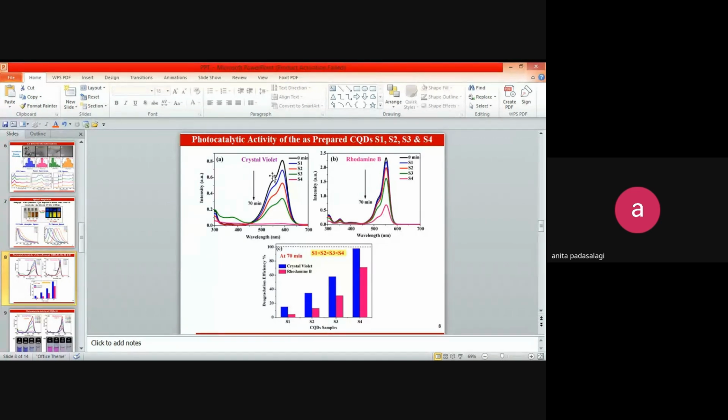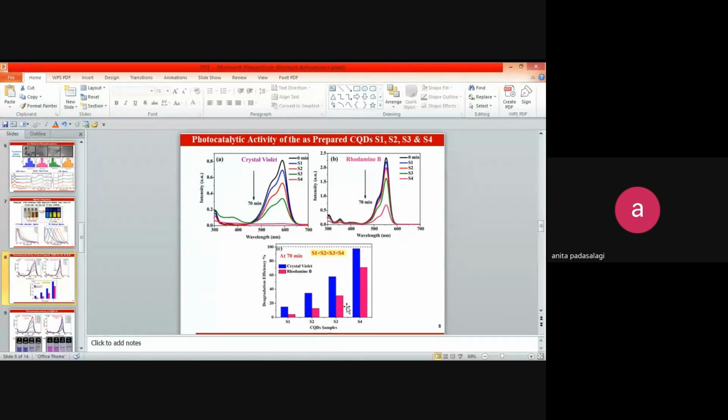So in that concern, we have chosen crystal violet and rhodamine B to check the photocatalytic potential of our materials. Here the photocatalytic activity is carried out for the carbon quantum dots S1, S2, S3, S4, and these are the absorption spectra for crystal violet and rhodamine B, carried out for 70 minutes. From the degradation efficiency plot, you can observe that S4 is showing good results as compared to S1, S2, S3.